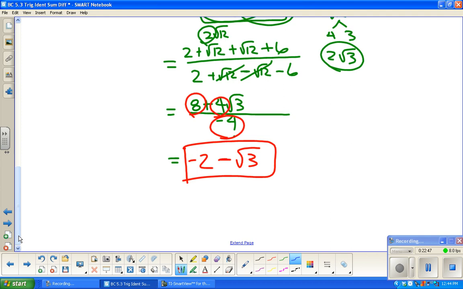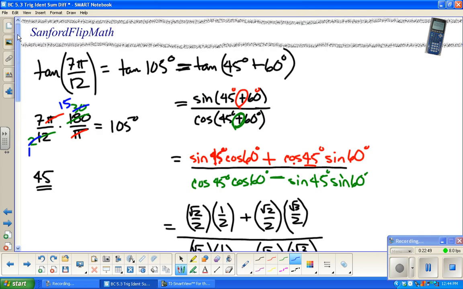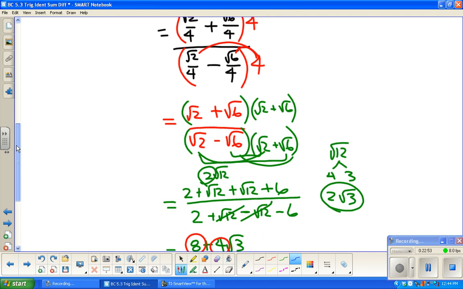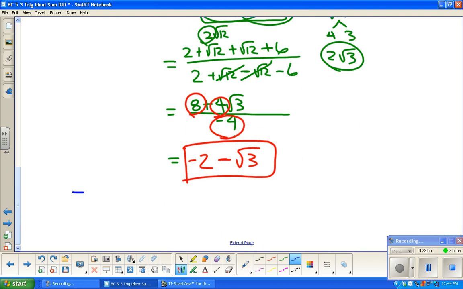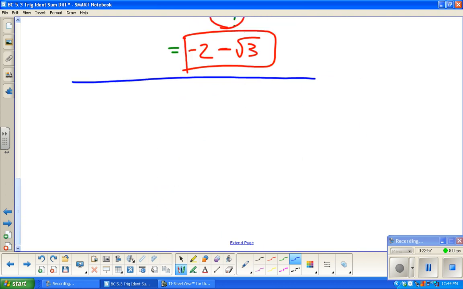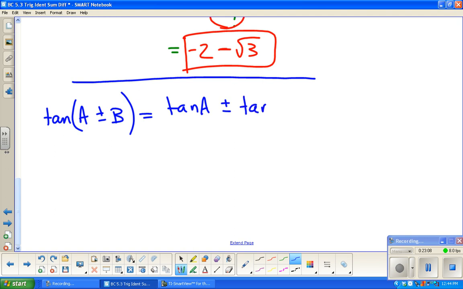And I need to show you the last identity, which is based on sine and cosine, and I'm not going to show you algebraically where it comes from. I believe it'll happen in a classwork problem. But the rule is this. And you just saw that you can do this without the rule. It's just more work.